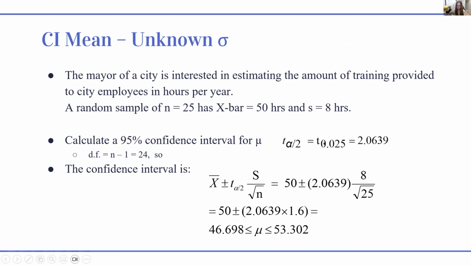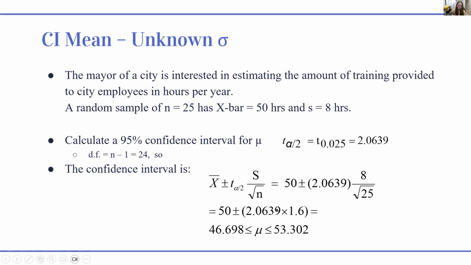The t-score here is 2.0639. You could use 2.064. That's totally fine. You don't have to be that precise, but 2.0639. The standard deviation is 8, and this is the number of observations. The square root of that is going to be 5. So you can check this calculation. 8 divided by 5 is 1.6. And that gives you this portion right here. That's called the margin of error.